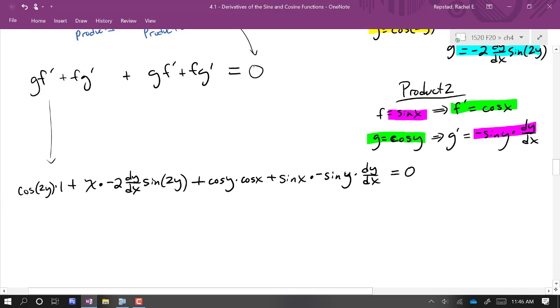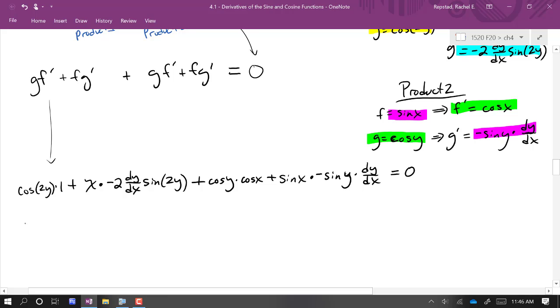Of course, that's equal to 0. All right, we have done the first phase of this problem. We've differentiated both sides. We now have an equation that we could solve for dy dx. I'm going to start first just by cleaning this up a little bit.